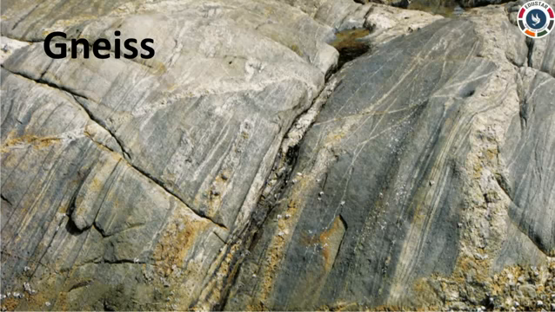Gneiss. Gneiss is formed from granite. It is a rock with coarse texture. Gneiss has many minerals in it which appear like parallel streaks and bands all over the surface. Gneiss often glitters due to the presence of mica. It is used in making statues.